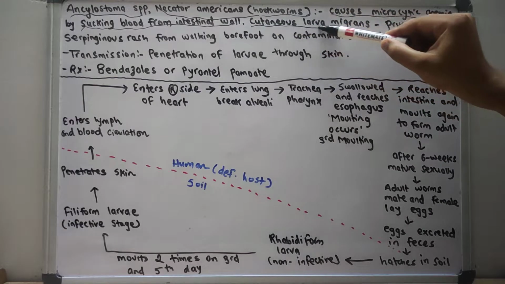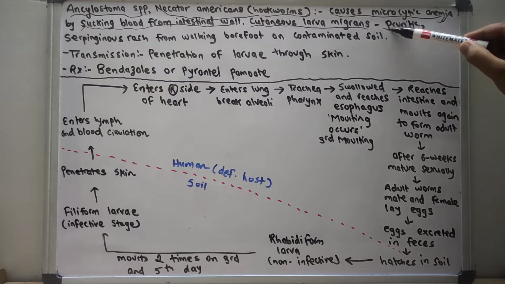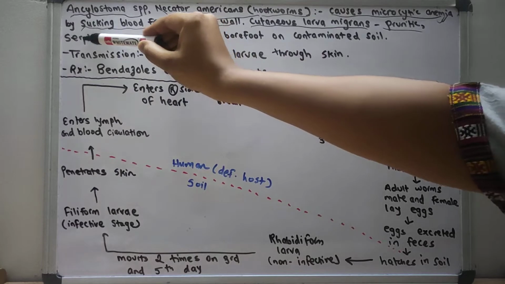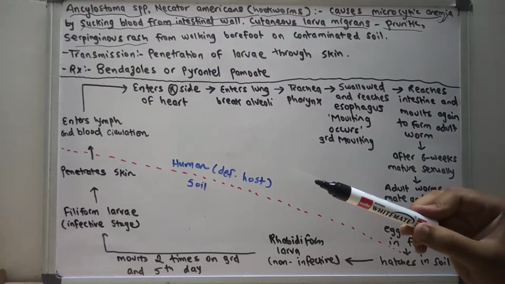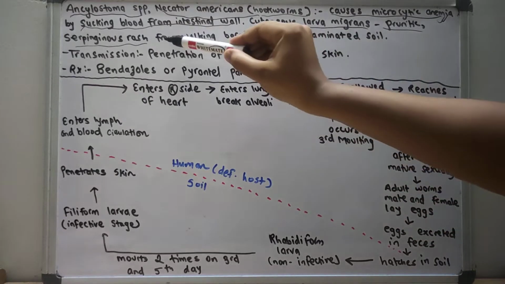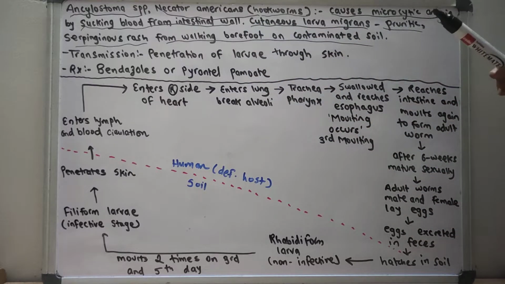And cutaneous larva migrans causes a pruritic serpentinous rash, and it is transmitted from walking barefoot on contaminated soil.